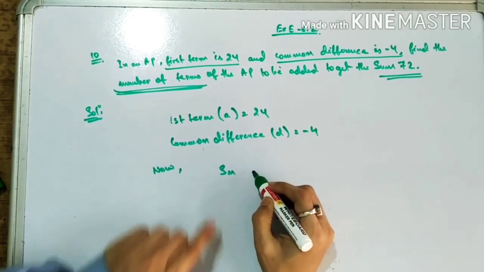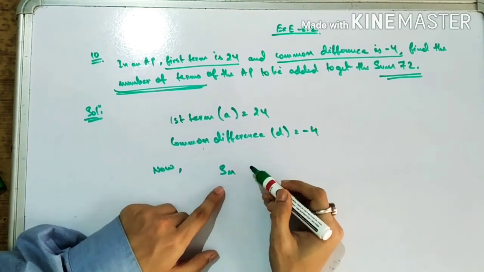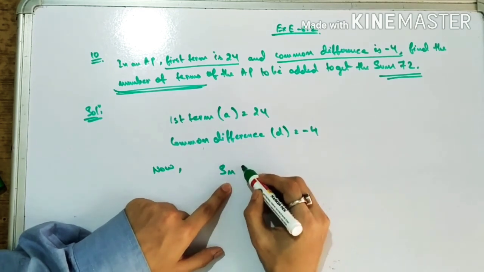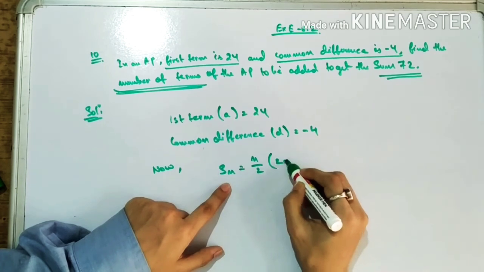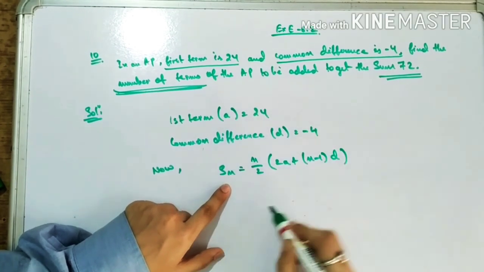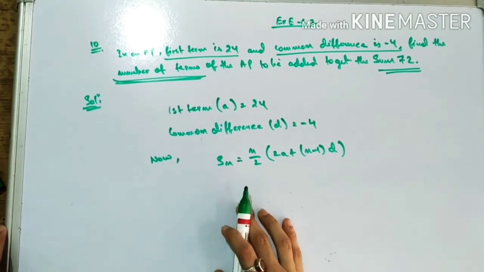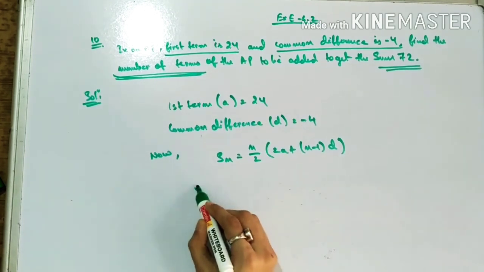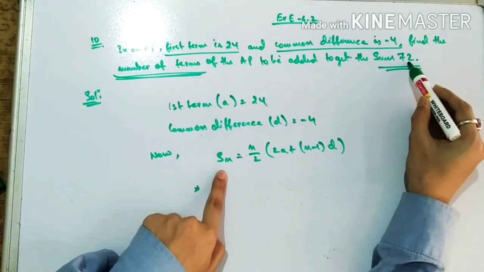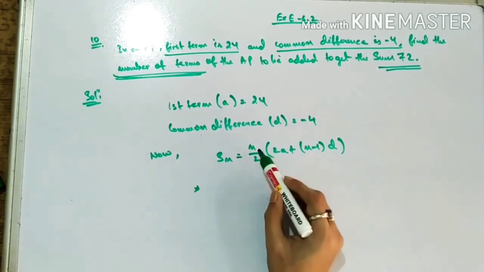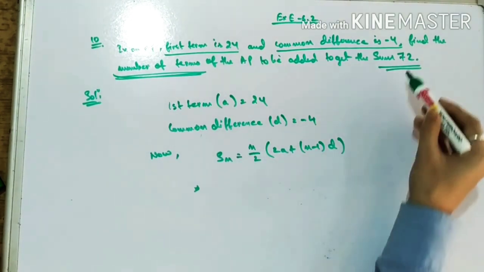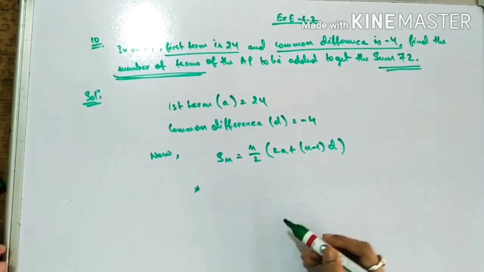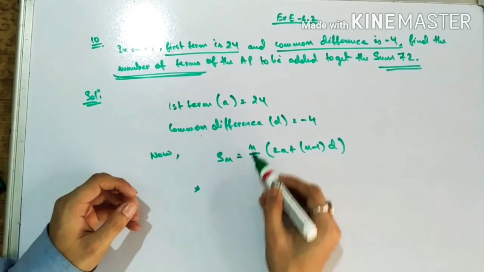Sn, sum of the first n terms of an AP, it is given by Sn is equals to n by 2 into twice A plus n minus 1 into D. This is the formula. So this Sn, the sum, is given as 72. I have to find this small letter n. How many terms of the AP you will add so that you will get 72? That means n value I will have to find.